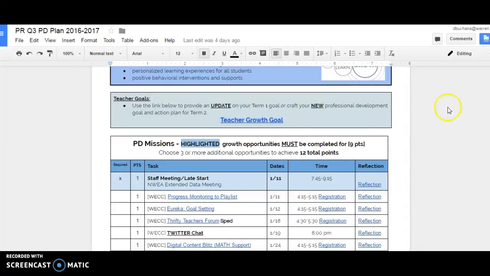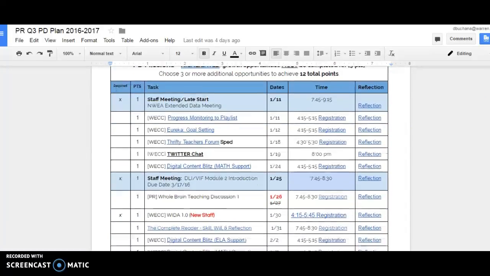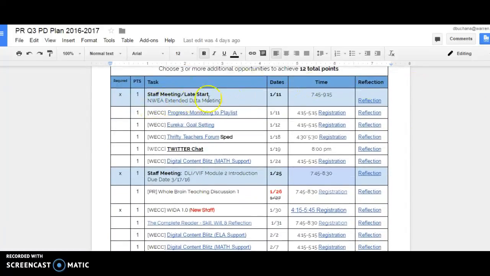If you'll look here, you'll notice that everything highlighted in blue is something that you must attend. Anything that's in white is an option. I've put links on here to try to give you a little bit more information about what is available. You'll also notice that almost everything has a registration link, including those events that are here at Pleasant Run.